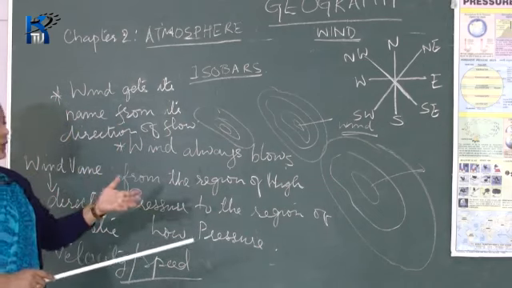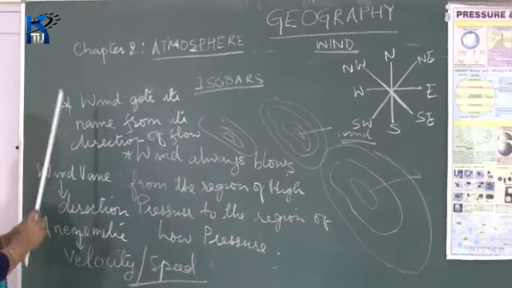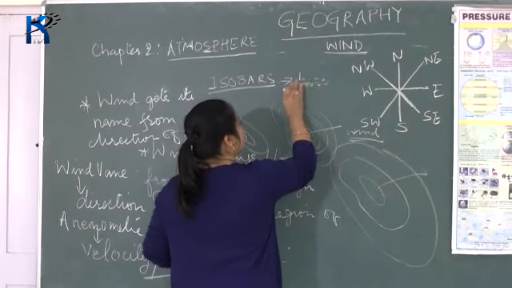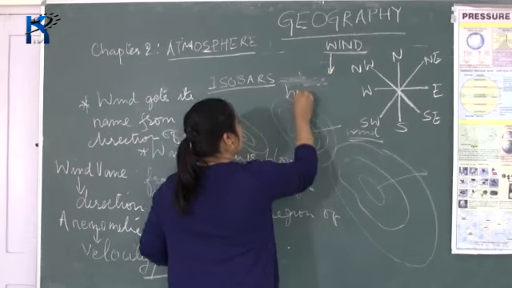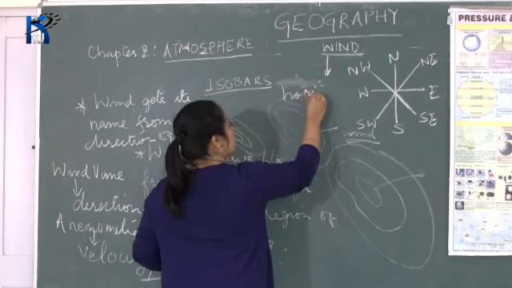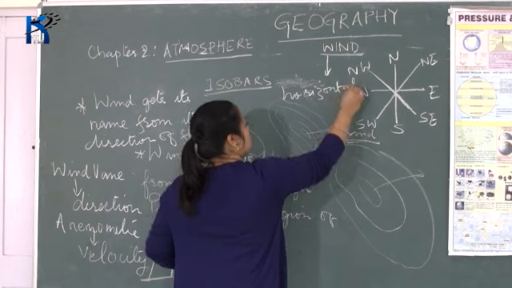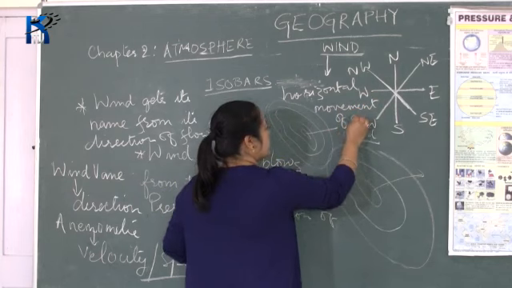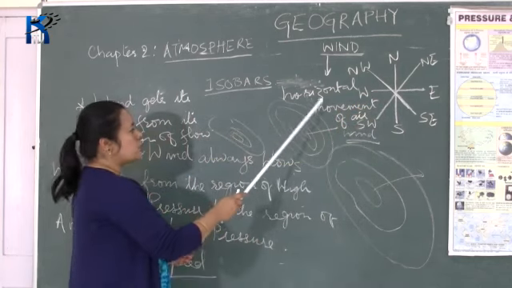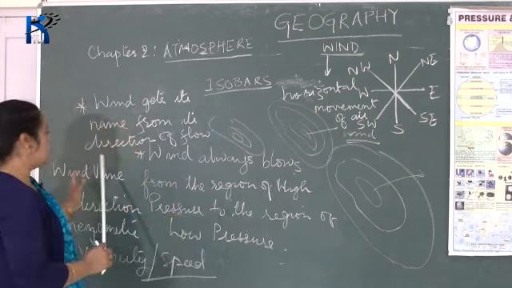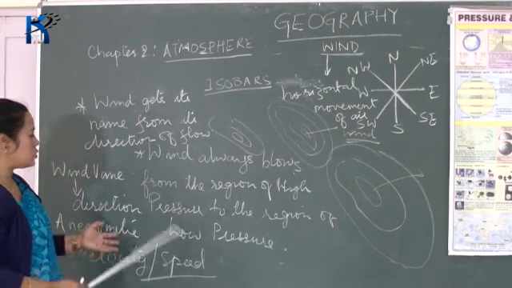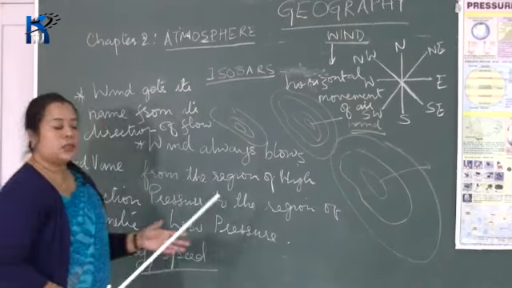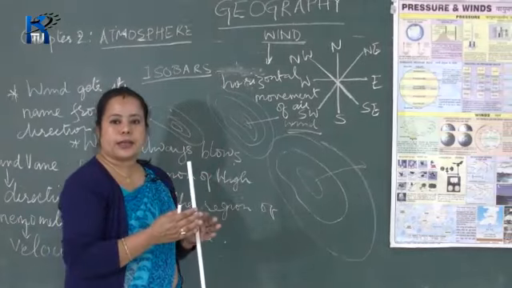Before proceeding to the next topic, the student should know what wind is. Wind is the horizontal movement of air. The wind always blows from high pressure areas to low pressure areas. Wind gets its name from its direction. And the wind does not move in a straight line.